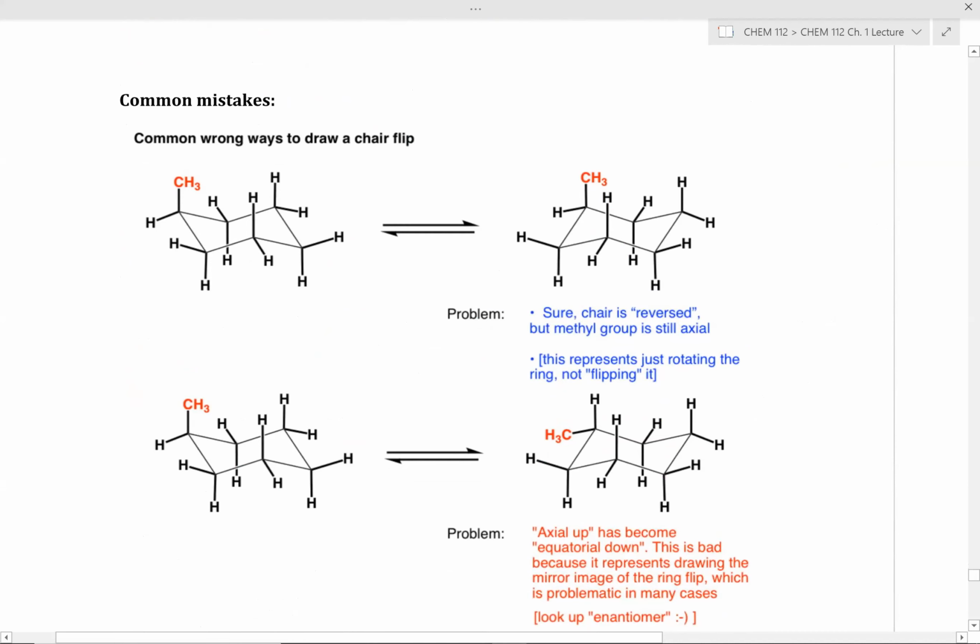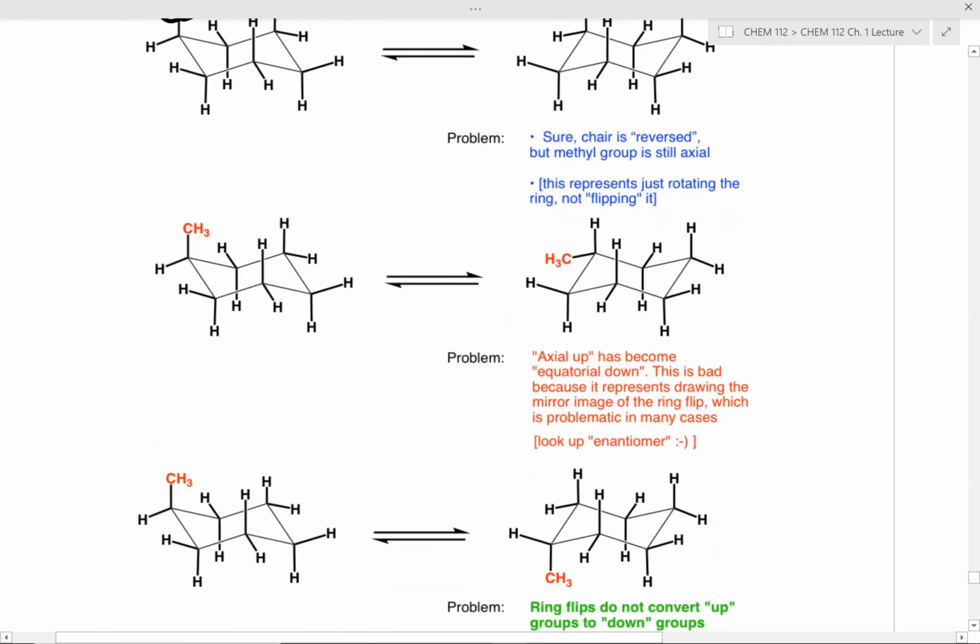So one common mistake that I see a lot of students make is they do the chair flip and they forget to invert the positions of their hydrogens. So just make sure when you undergo a ring flip, all of your axial substituents will now end up in the equatorial positions.